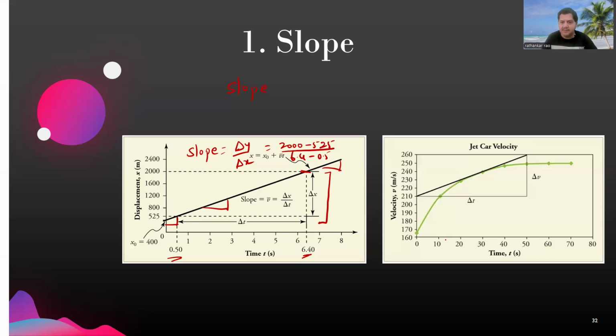Right. Now, in case of a curved path, what will happen? If you take a slope here, then this slope would be different than this slope over here, right? So as a result of it, the slope keeps on changing in case of a curved path. So you should be very careful. Depending upon the context of the problem, you need to decide where you want to take the slope.